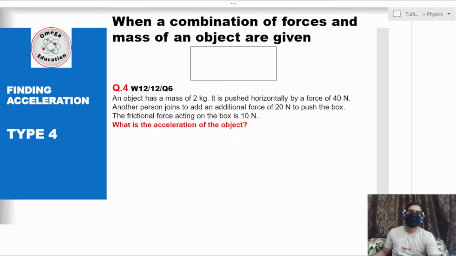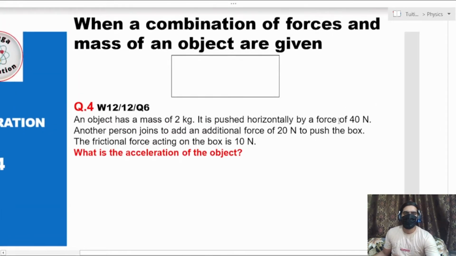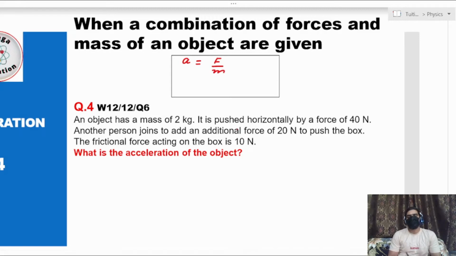Alright, then you have type 4, which can be thought of as an extension of the previous type. In this one, you're not only given a single force, rather you're given a combination of forces. And you're given the value of mass, and you need to find the acceleration. So in this case, we use the same formula: a equals F over m. Now, since in this type there's more than one value of force given, you might be confused which value of force you need to plug in the formula.